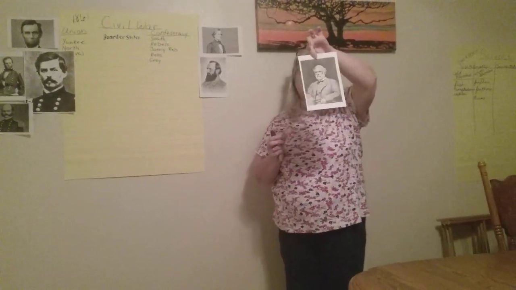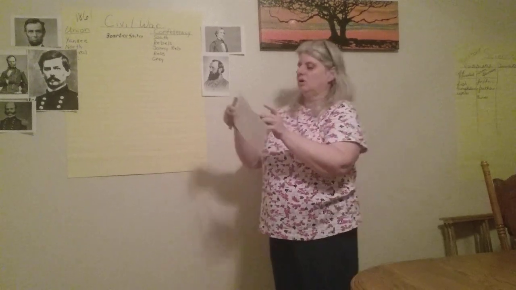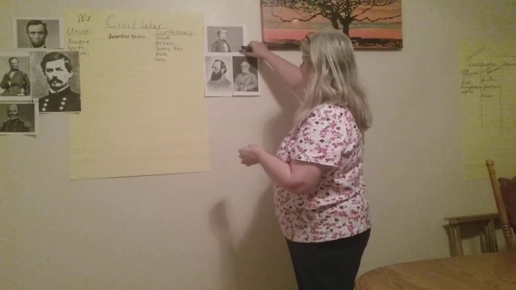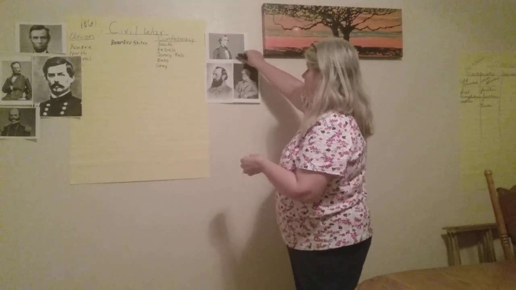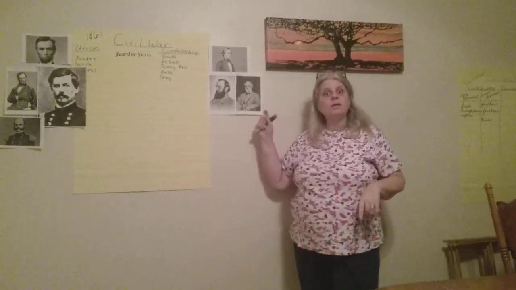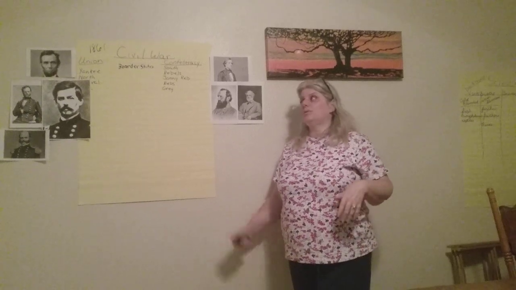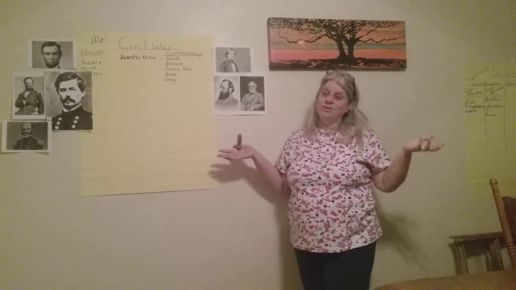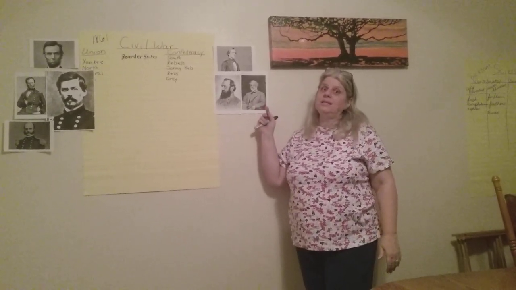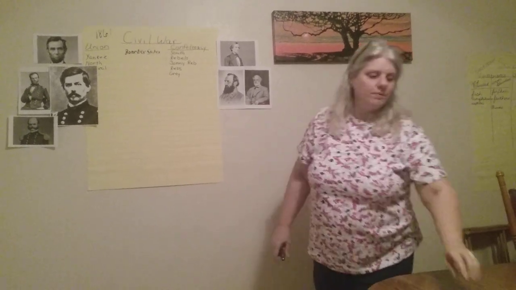Okay, what about him? Very good. Robert E. Lee, also a general in the Confederacy. Remember, Abraham Lincoln asked him to run the Union Army, but remember what he said? He said he had to stay loyal to his state. So when Virginia seceded, so did Robert E. Lee. Okay, very smart man.